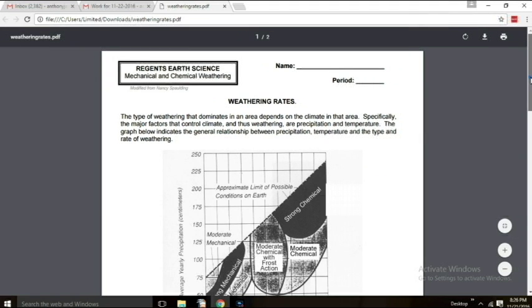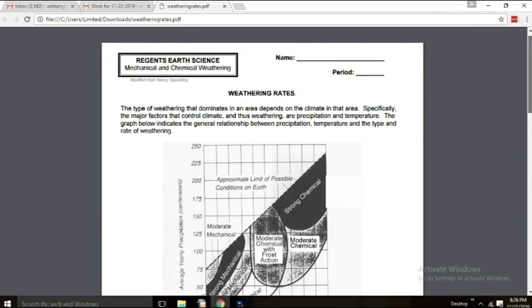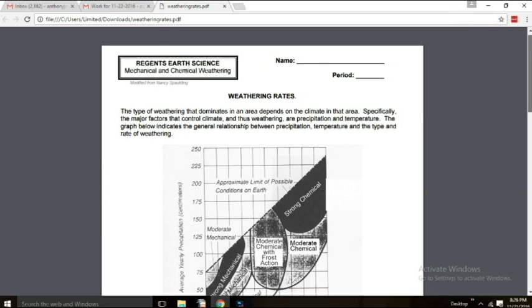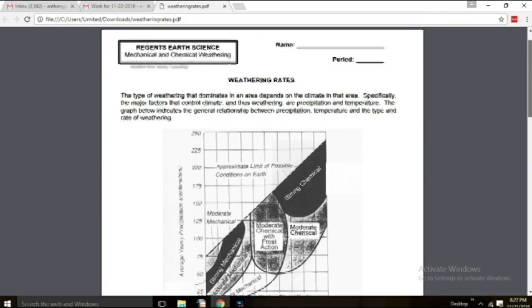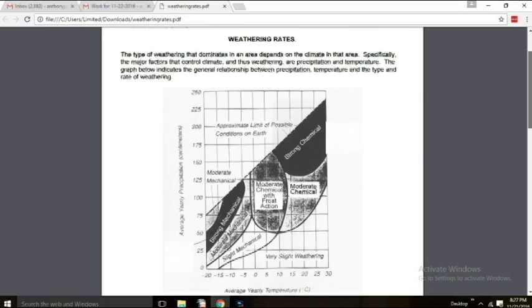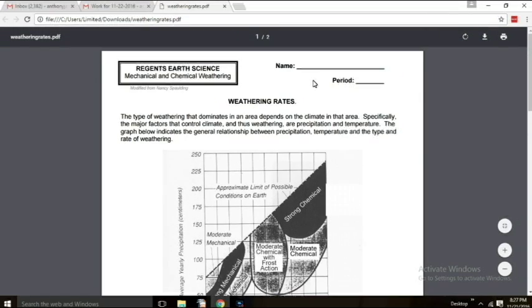Alright, and last but not least, this is the activity for today. This is actually considered a lab. Mechanical and chemical weathering. Basically, you're going to look at the type of weathering that dominates an area. It's really going to be the climate. Specifically, the major factors that control climate, thus weathering, are precipitation and temperature. The graph below indicates general relationships.